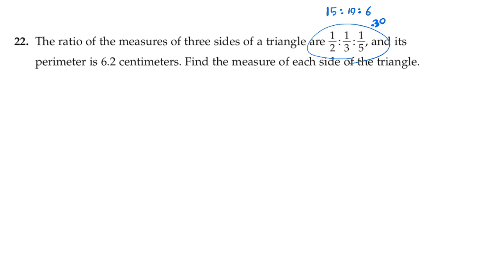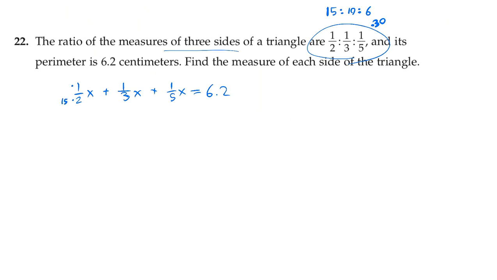So really all this is saying is we have 3 sides in that ratio. So 1/2 times the multiple, 1/3 times the same multiple, 1/5 times the same multiple, and they all add up to 6.2. So we just go like this. And again, I am going to multiply by something. No, let's not.